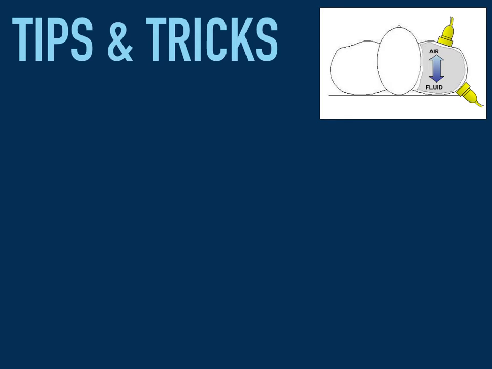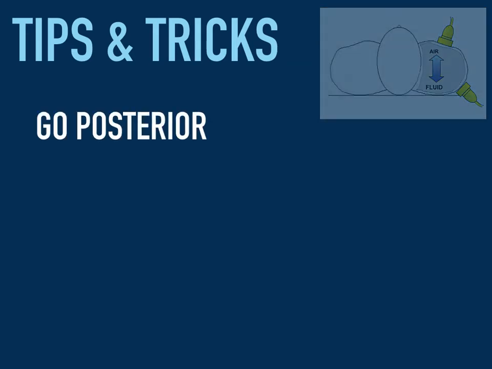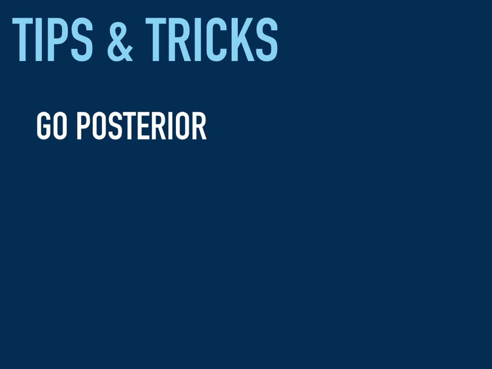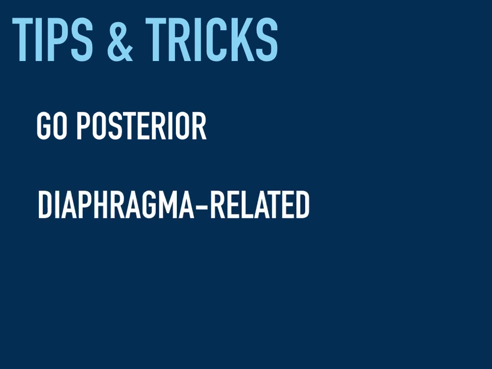So, tips and tricks for the pleural effusion: go posterior. The fluid goes down. You need to go to the posterior part of the thorax, and this is related to the diaphragm. No matter if the patient is in supine or upright position, the most dependent area of the thorax, the pleural space, is related to the diaphragm, both on the left and right side.